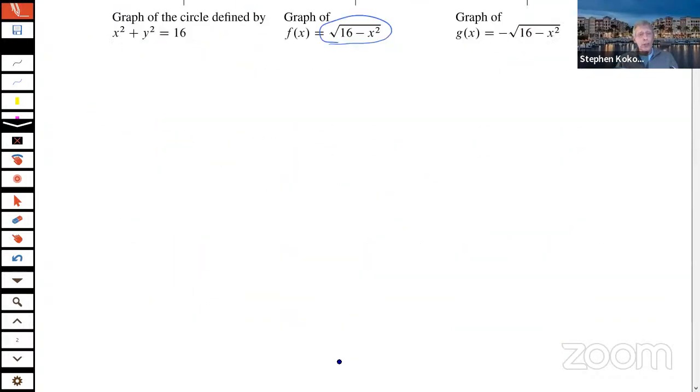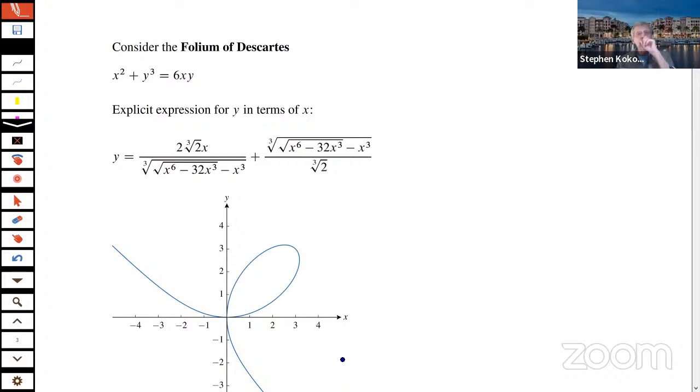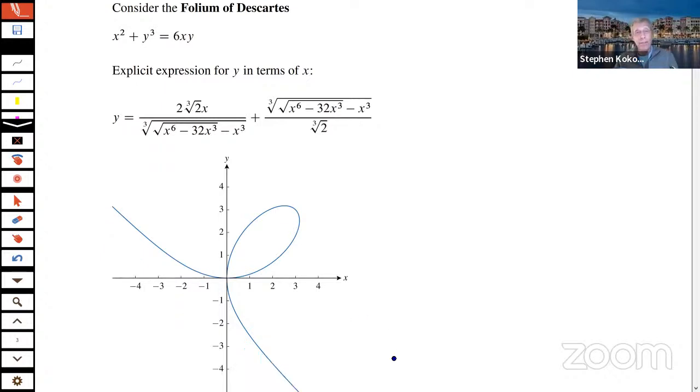So let's take a quick look at this other one. This expression actually has a special name. It's called the folium of Descartes. I'm sorry, I think there's a missing accent in there somewhere. I actually tried to solve this expression explicitly for y in terms of x. I used Mathematica to try to do this. I'm not sure what the TI-Nspire does with this, but Tom might be able to show us.